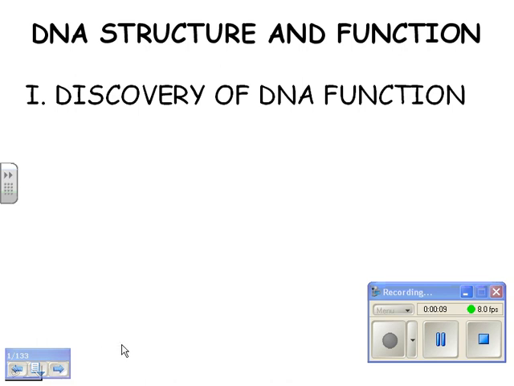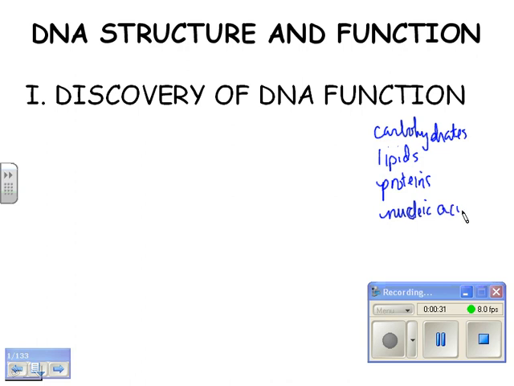So if you remember back to September, we talked about 4 macromolecules. They were carbohydrates, lipids, proteins, and nucleic acids. It's supposed to be a C. And so nucleic acids include things like DNA and RNA.